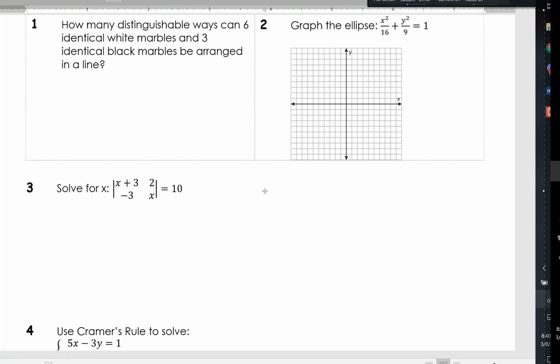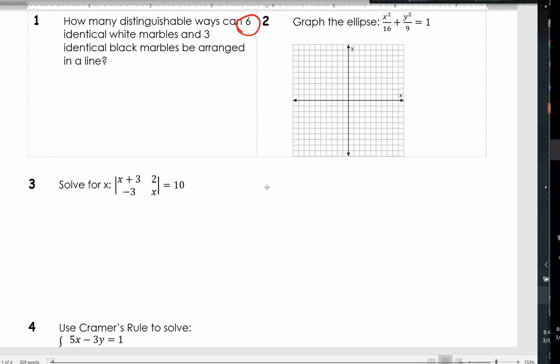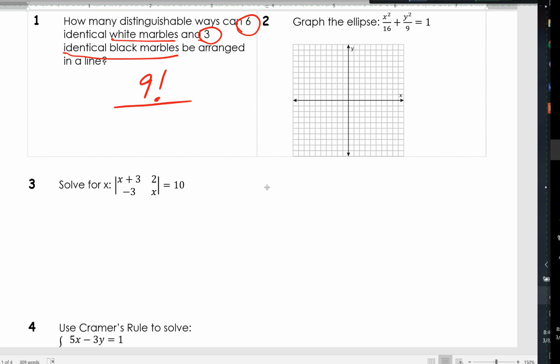So how many distinguishable ways can 6 identical white marbles and 3 identical black marbles be arranged in a line? You just look at how many things you have and arrange them. So 9 factorial would be how many ways you could arrange all of those 9 things, but then you have to divide out the number of ways to arrange the black marbles and the number of ways to arrange the white marbles, because you want to make sure that you're not counting those things more than once. And then you would just multiply that out.